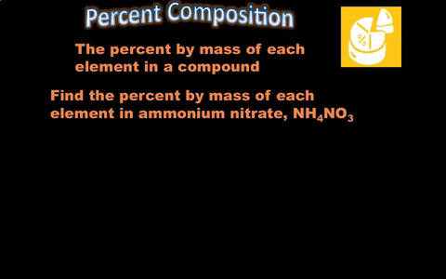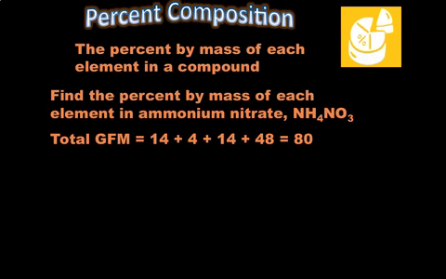We're going to find the percent by mass of each element in ammonium nitrate, which is NH4NO3. The first thing we have to do is find the gram formula mass off the periodic table. We have N, which is 14, H4, which is 4, another N, which is 14, and then 3 oxygens, which is 48. We add that up and we get 80. That's the total mass of that compound.